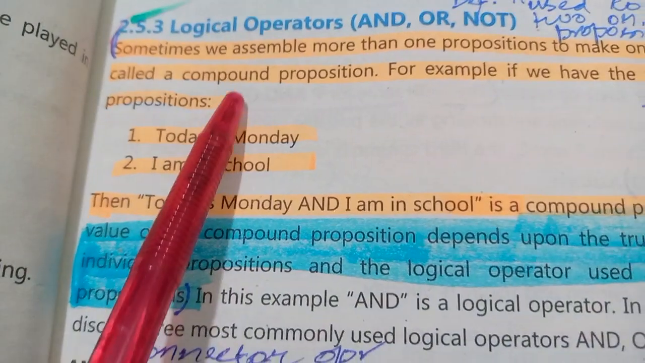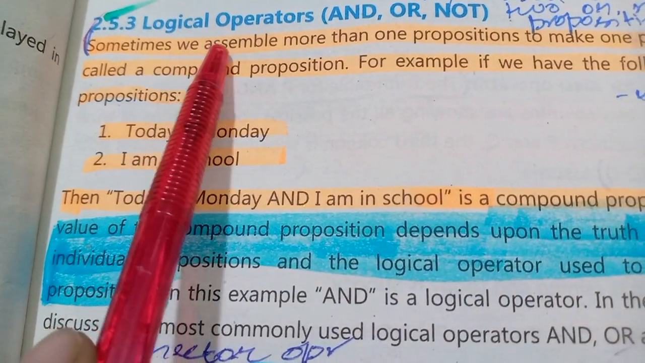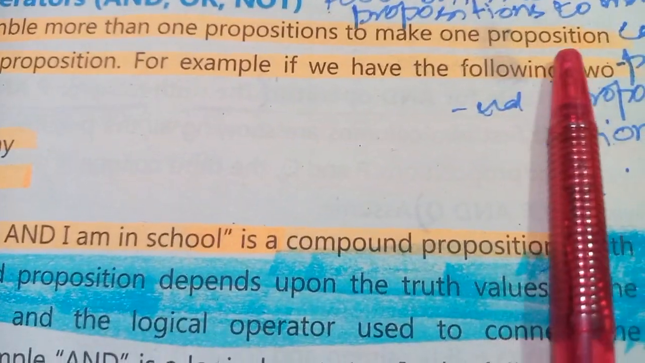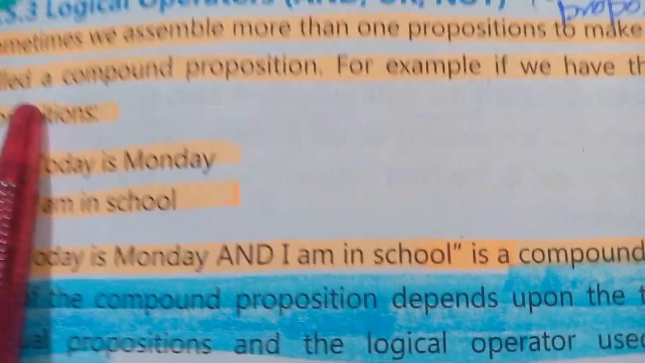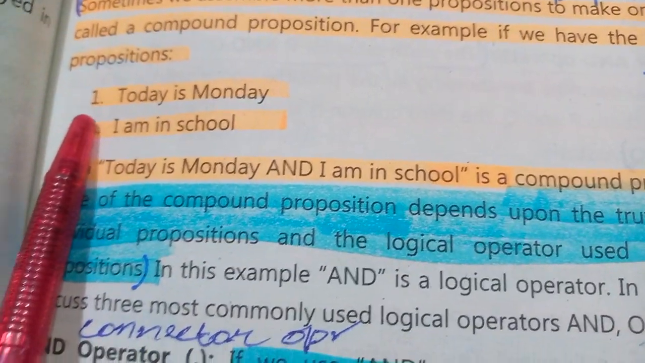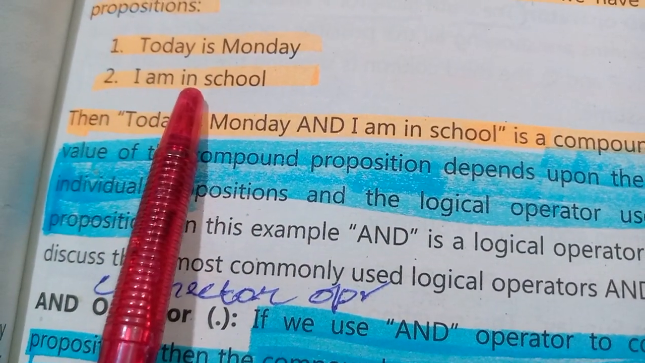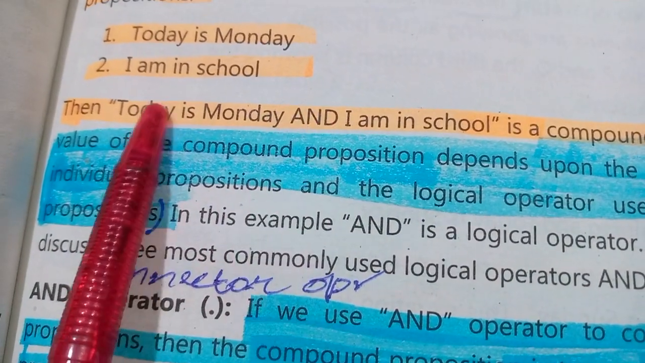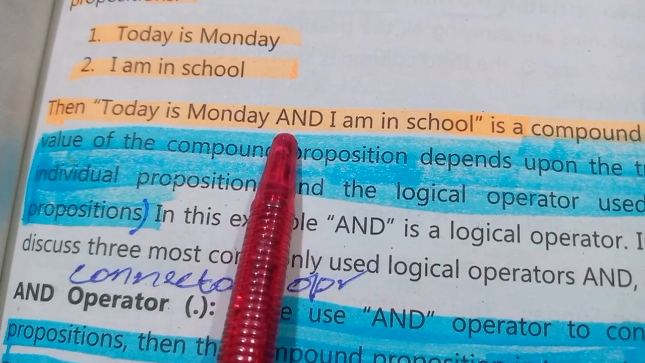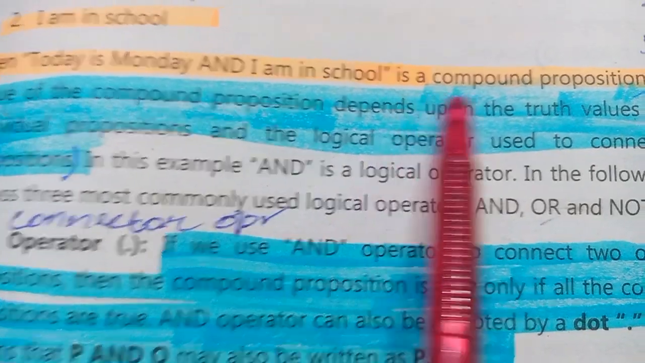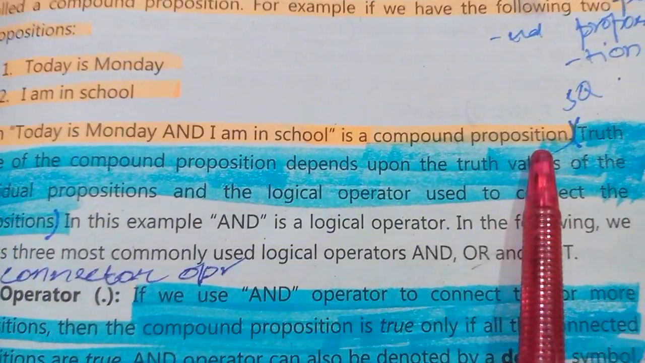Here's the definition of a compound proposition. Sometimes we assemble, and assemble means combine, more than one proposition to make one proposition called a compound proposition. For example, if we have the following two propositions: one, today is Monday; two, I am in school; then "today is Monday and I am in school" is a compound proposition. Here "and" is a logical operator, and we combine these propositions using this logical operator.